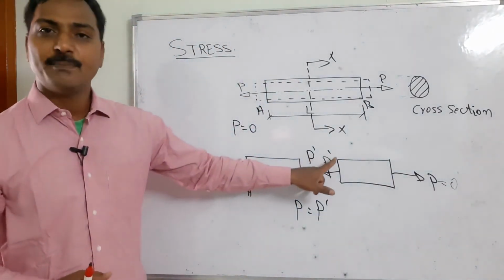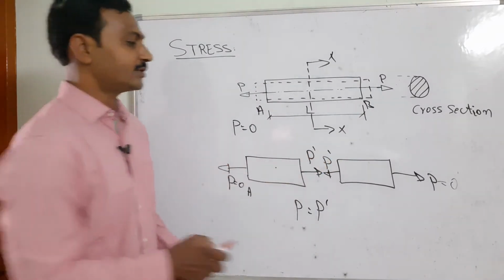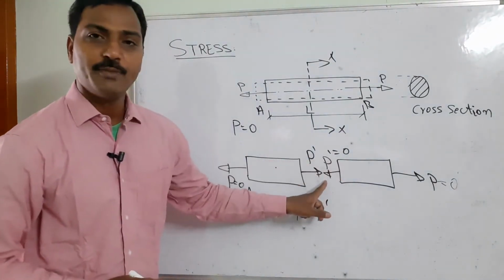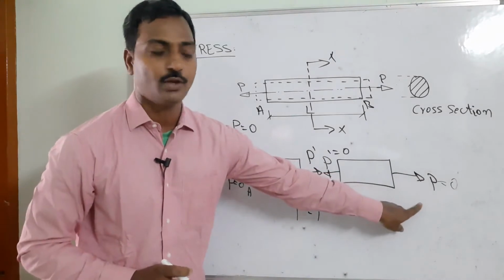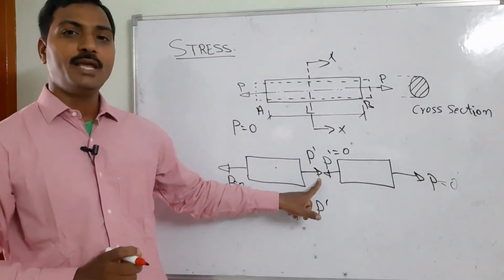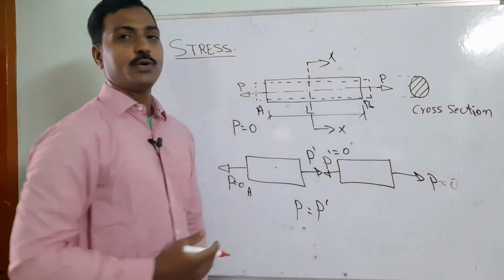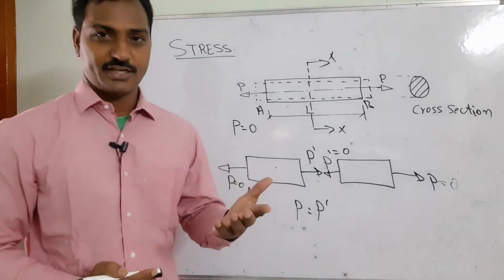So then what will happen? The P dash and the P dash, whatever P dash we have as the internal force, that is also going to be 0. Can you see? The internal resistance forces develop due to the external forces. If external forces are 0, internal forces are also 0. So the body will come back to its original position, and that state is called the elastic state.